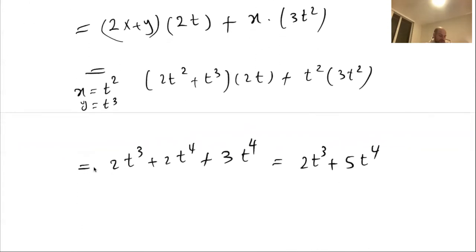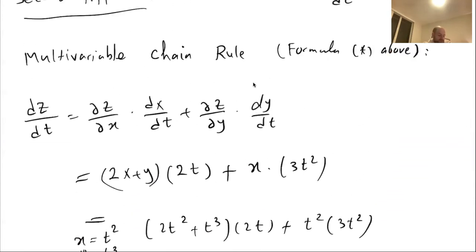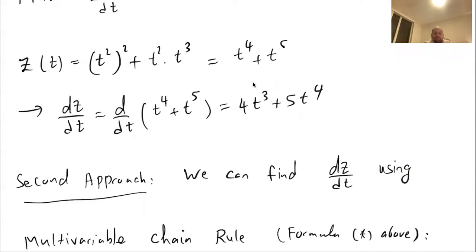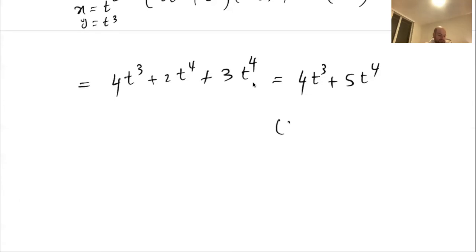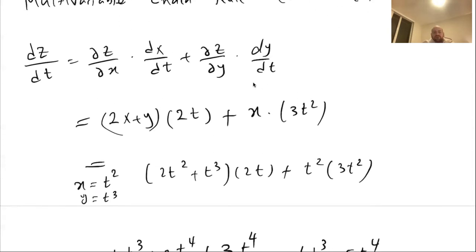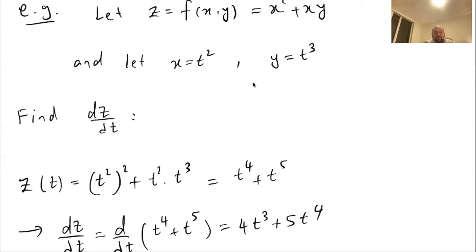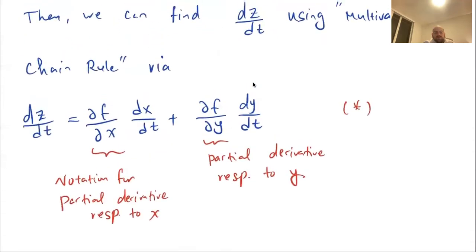Sorry, 2t squared times 2t squared. 2t squared times 2t is 4t cubed. 4t cubed plus 5t to the power 4, which is the same as the answer we got in solution number 1. Same answer as solution 1 above. So one way to find dz/dt is using the multivariable chain rule, which can be written this way.